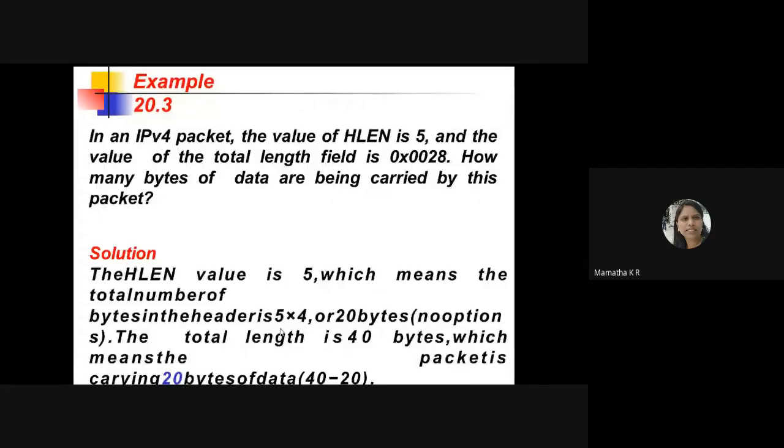This is the next problem. In an IPv4 packet, the value of header length is 5. So 5 into 4 means 20 bytes. So exactly 20 bytes we have, and this is a valid packet. And the value of the total length field is 0x0028. It is hexadecimal. If you convert this into binary, the total length will be 40 bytes. So 40 bytes, and this is 20 bytes.